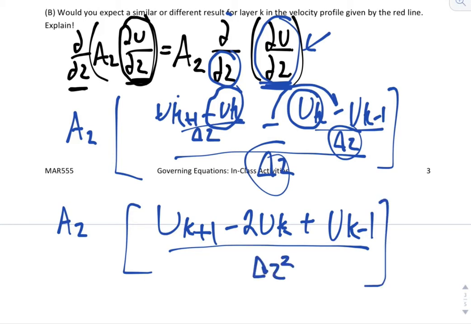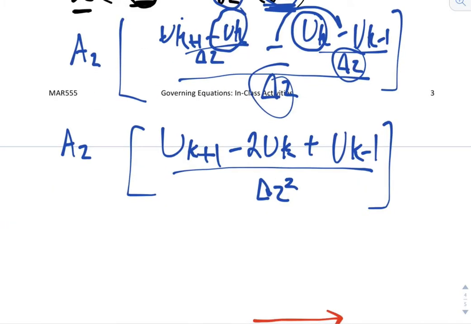This, in the brackets there, is what's called a central difference approximation of a second derivative. This is an approximation of partial squared u partial z squared. This is the classic approximation of that using what's called a three-point stencil, 3 pieces of information centered on k, centered on our point of interest. Multiply this by az, and we have an estimate of our term using 3 points of information. An estimate of that second derivative is what we have.